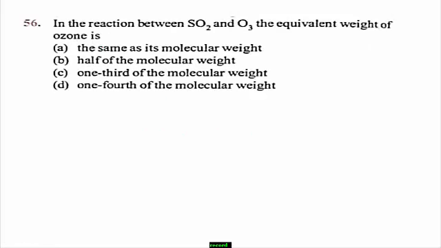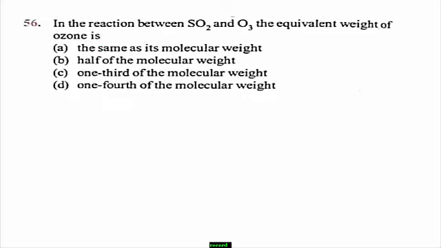Next question number 56. In the reaction between SO2 and O3, the equivalent weight of ozone is, one of the theoretical questions. In the reaction between SO2, sulfur dioxide, and O3, ozone, the equivalent weight of ozone is, option A, the same as its molecular weight, option B, half of the molecular weight, option C, 1/3 of the molecular weight, and option D, 1/4 of the molecular weight.